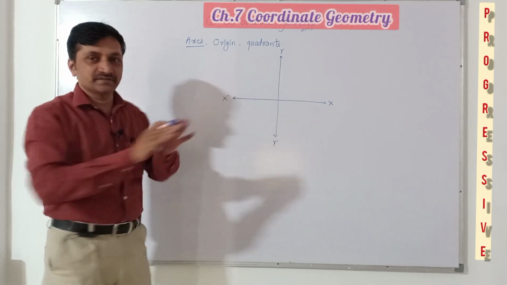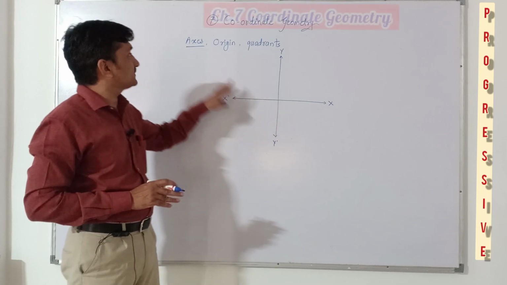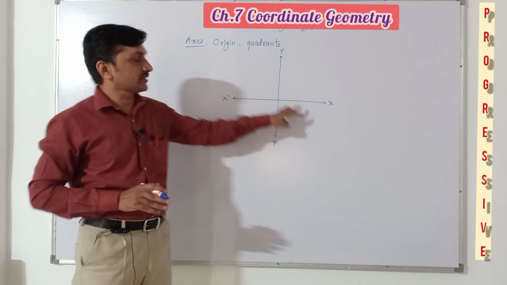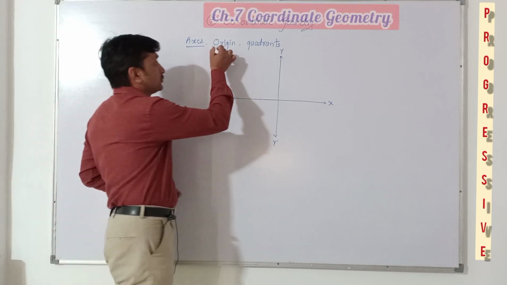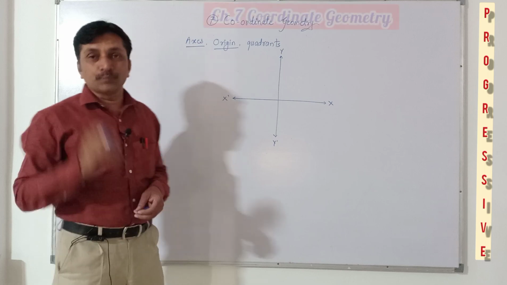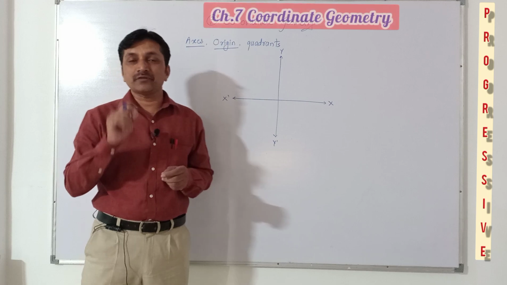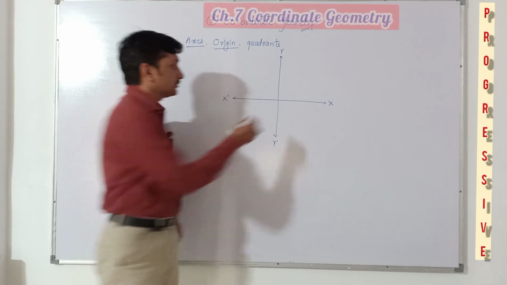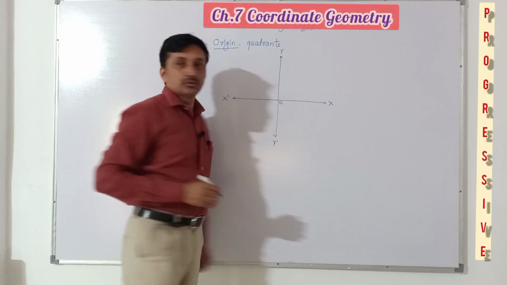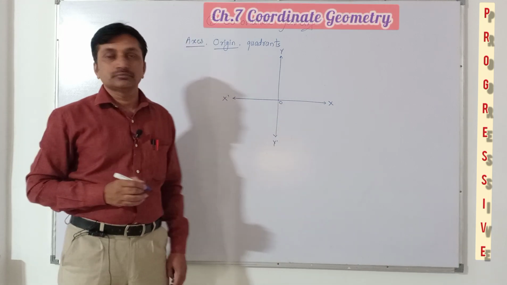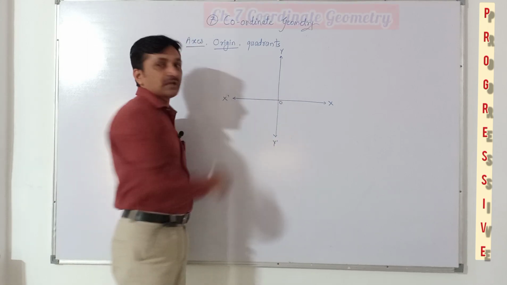And these two lines, making perpendicular here 90 degree, these two lines are called axis, x-axis and y-axis, plural axis. Then second point is origin, the point of intersection of these two axes. It means the point at which both the lines are intersecting. This point is called origin, origin O. And here it should be 90 degree perpendicular.